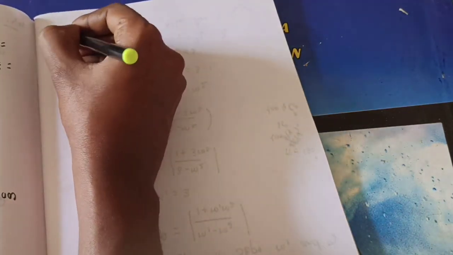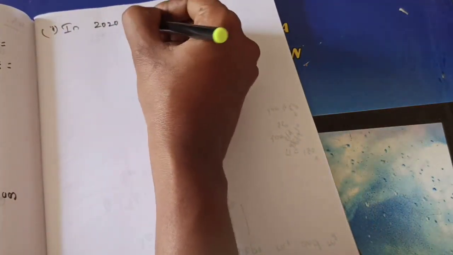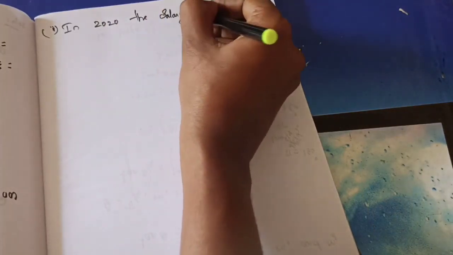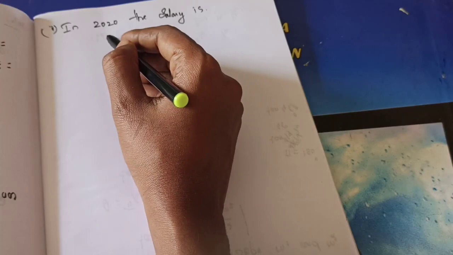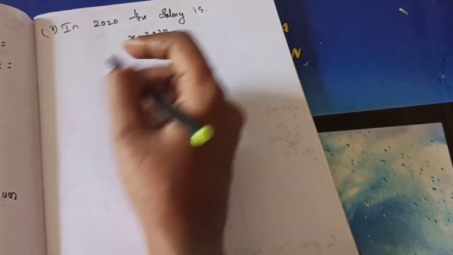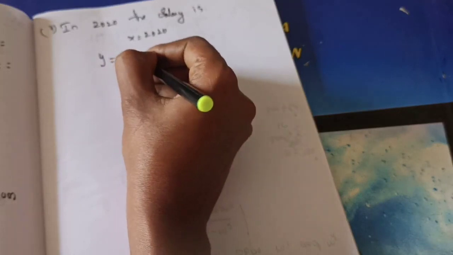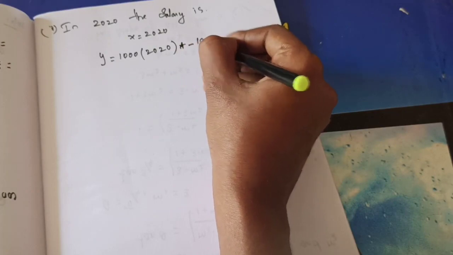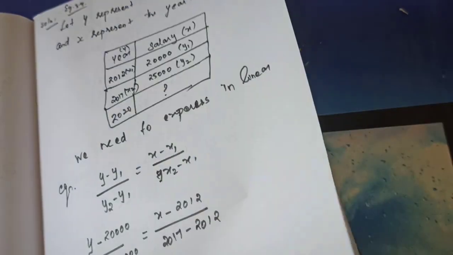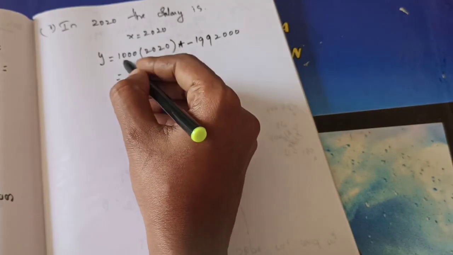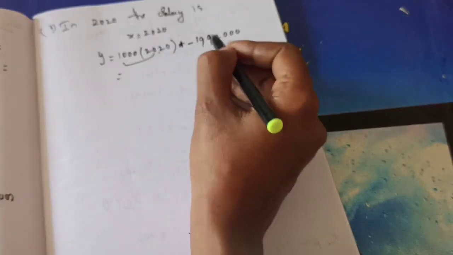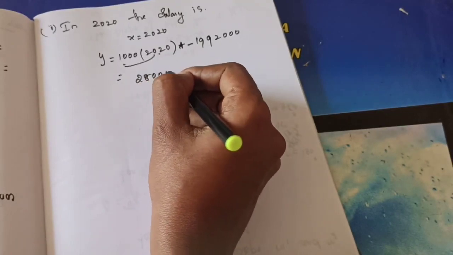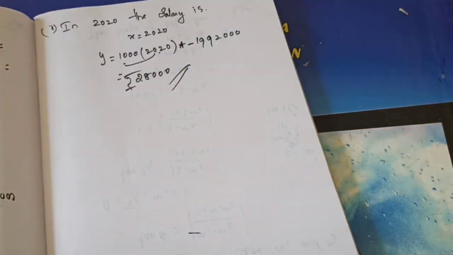Now what is the second question? What will be the salary in 2020? In 2020, x is 2020, so apply it here. y is equal to 1,000 into 2020 minus 1,992,000. Multiply and then subtract, and you will get the answer as rupees 28,000.